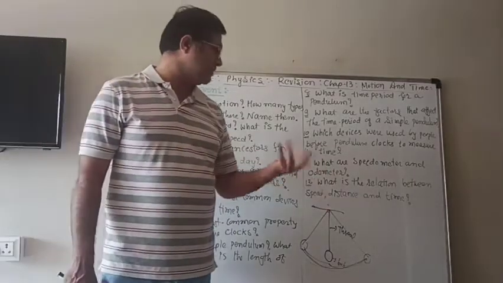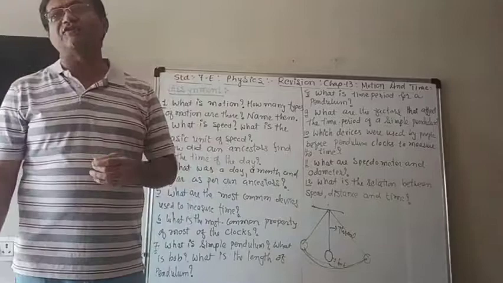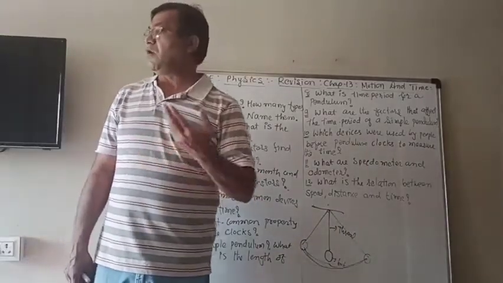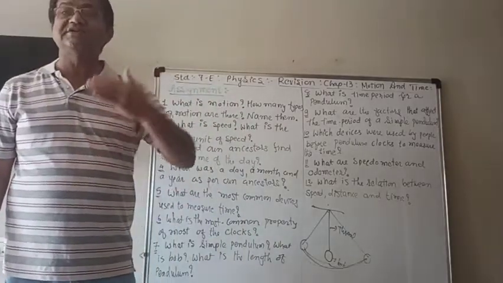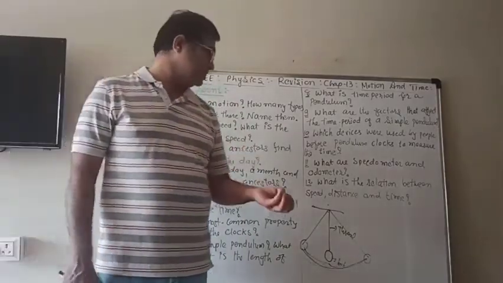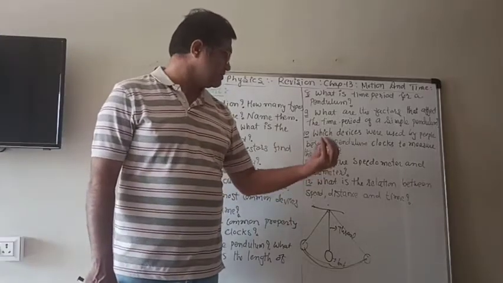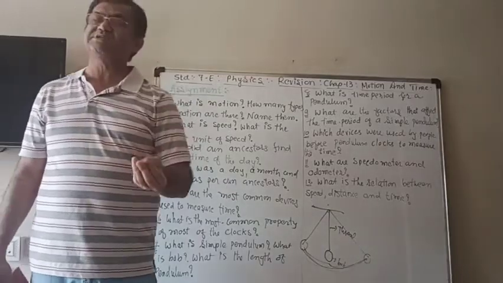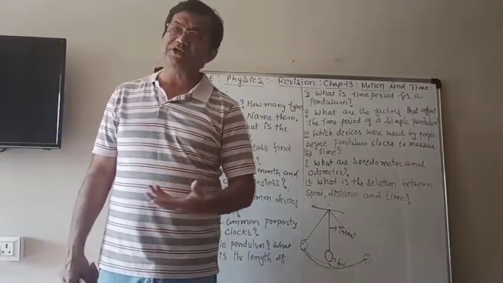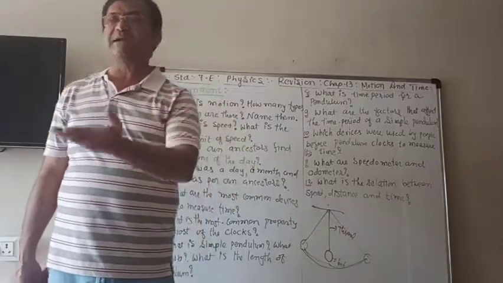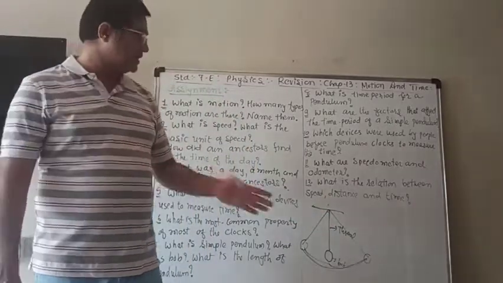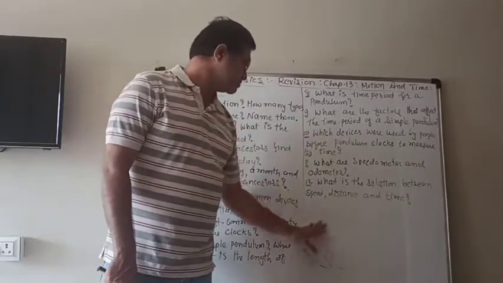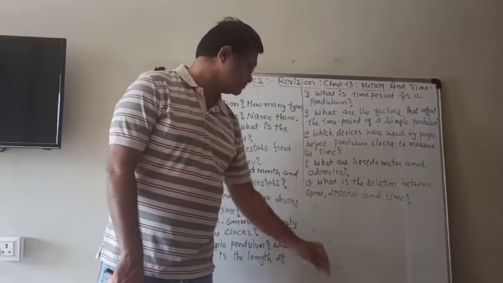Now you know about the speedometer and odometer fitted in your vehicles. The speedometer shows the speed of the vehicle, and the odometer records the distance covered by the vehicle. What is the relation between speed, distance and time? Speed is equal to distance divided by time, or distance is equal to speed multiplied by time. So there is a relation between those three things: speed, distance and time.